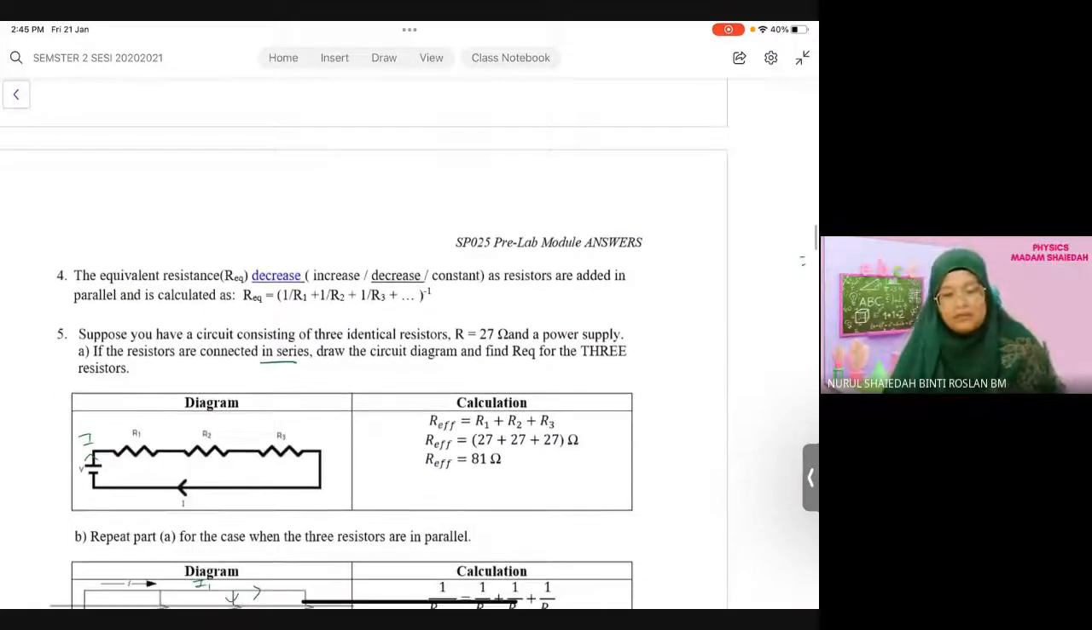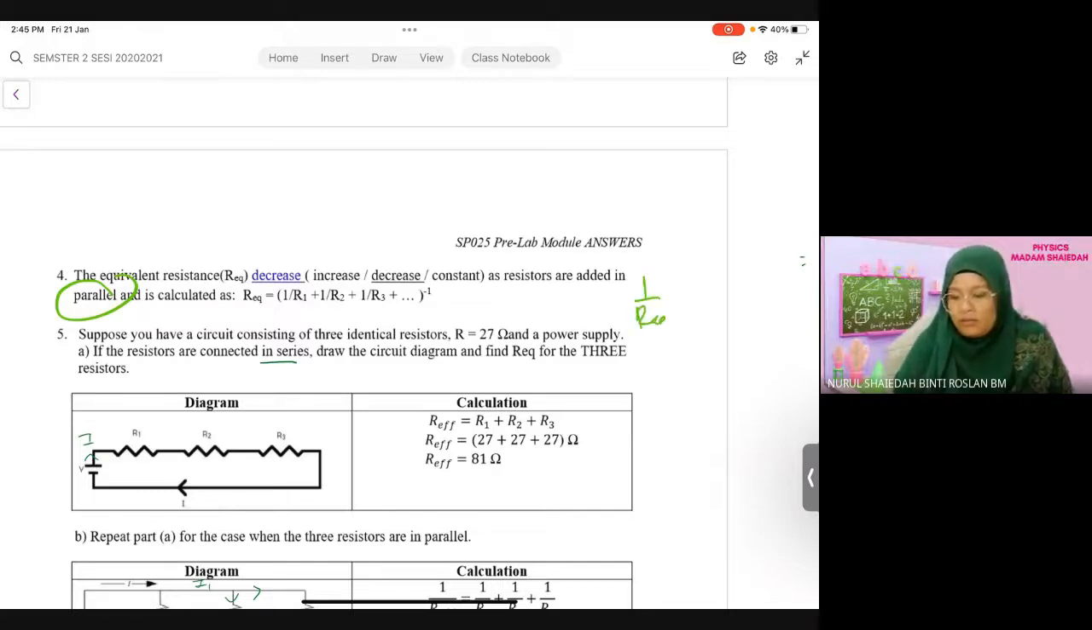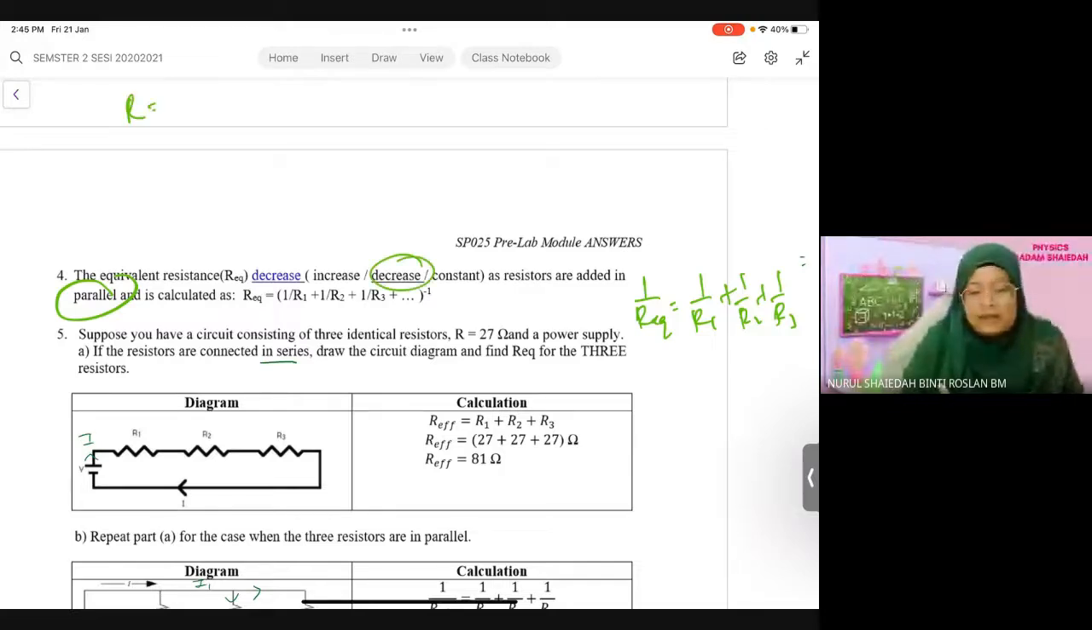Okay, number 4. The equivalent R effective: increase, decrease or constant as the resistor is added in parallel? So in parallel, 1 over R equivalent is 1 over R1 plus 1 over R2 plus 1 over R3. So it will be decreasing. Because, for example, say R is 2.